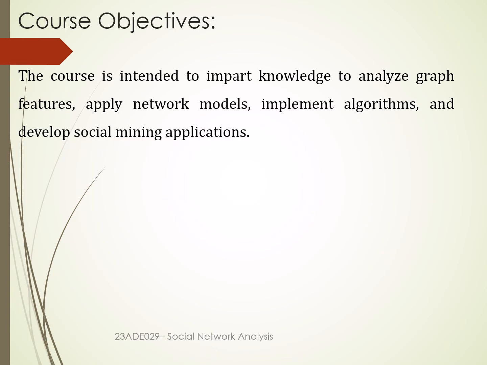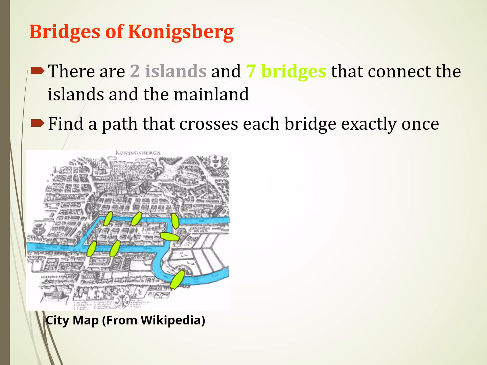So the core objective is, at the end of this session, we should be able to understand what a graph is, differentiate between graphs and networks, identify nodes and edges, calculate the degree of nodes, and understand degree distribution. The next topic is the Bridges of Königsberg problem.